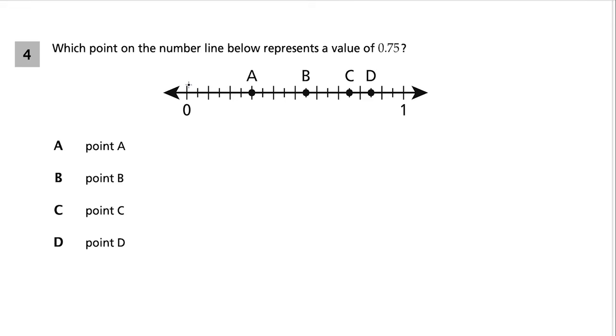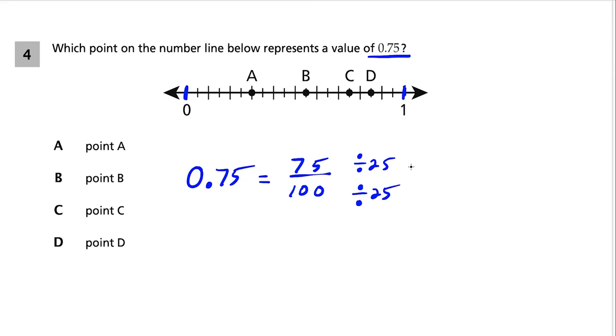For question 4, we want to know which point on the number line represents the value of 0.75. And notice we're starting at 0 and we're stopping at 1. So there's a few ways to think of 0.75. And what we could do for this is write it as a fraction. This is 75 hundredths. And this, if we divide the top and bottom by 25, this fraction will reduce to 3/4.